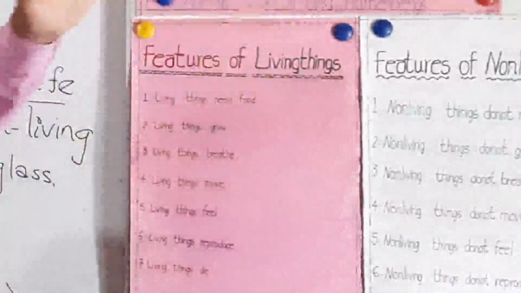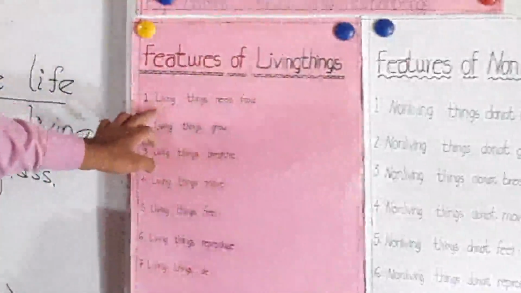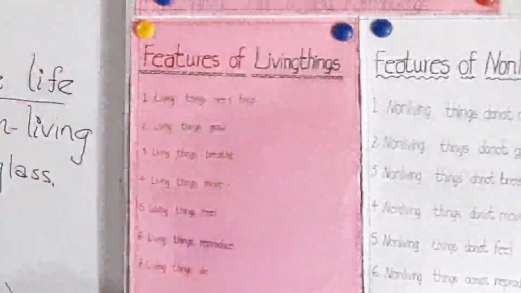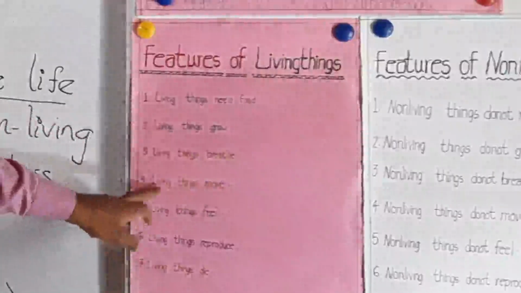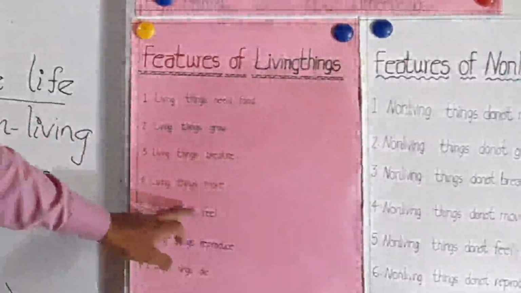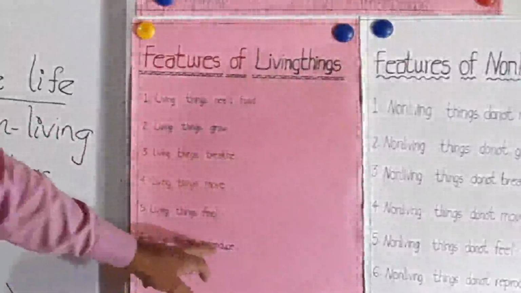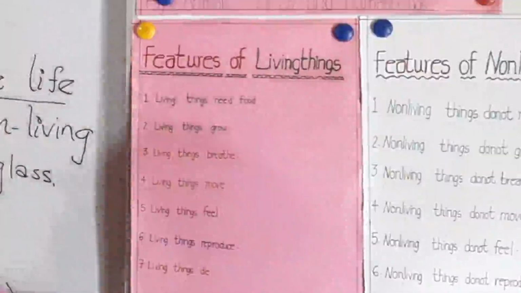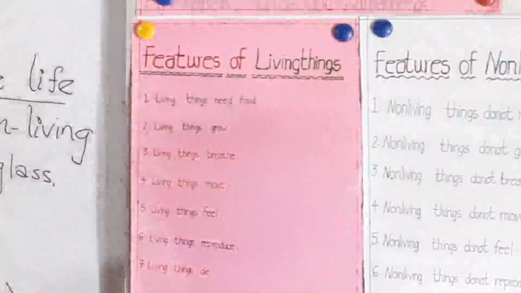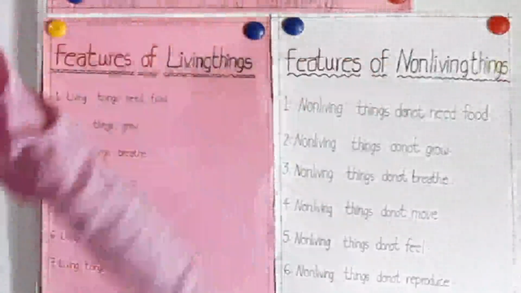Today we discuss the features of living things. Again we repeat: living things need food, living things grow, living things breathe, living things move, living things feel, living things reproduce, and last, living things die. There are 7 characteristics of living things. In the same way, there are features of non-living things.